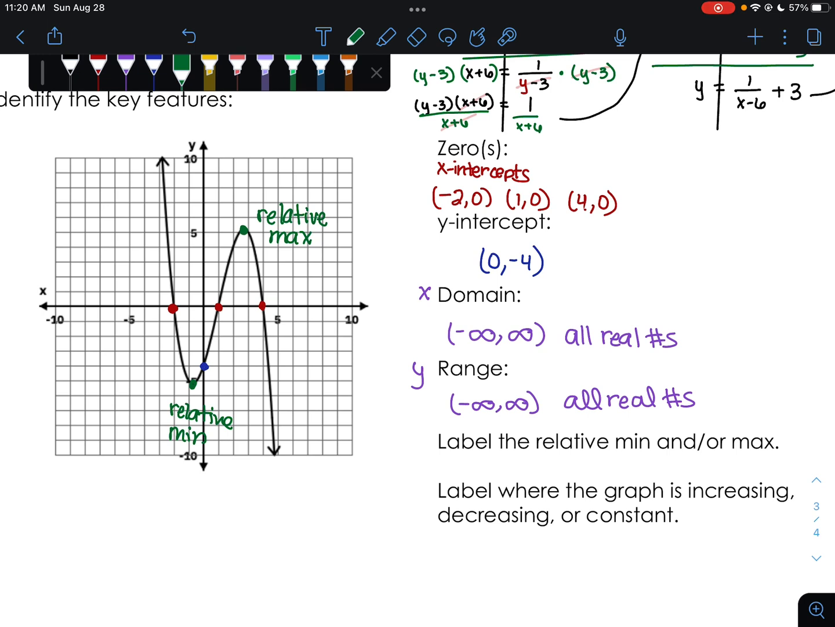Lastly, it says label where the graph is increasing, decreasing, or constant. So if I look right here, we're going to start with increasing. So from the left to the right, it would be from here to here. That part right there is where the graph is increasing. Okay, if I want to talk about where the graph is decreasing, that would be from this part right here. That's the first part, and then this part right here would be the second part. So that would be decreasing.